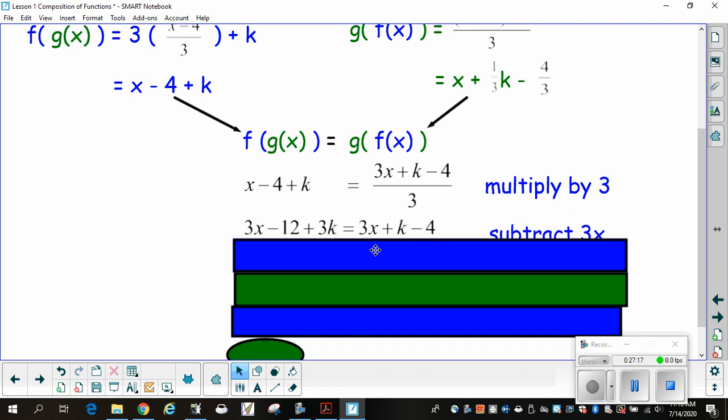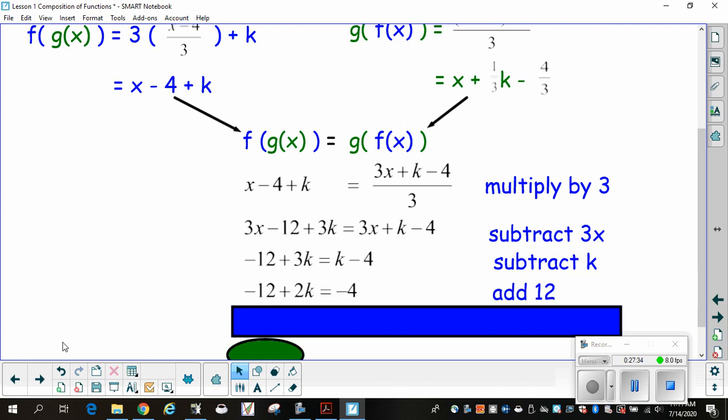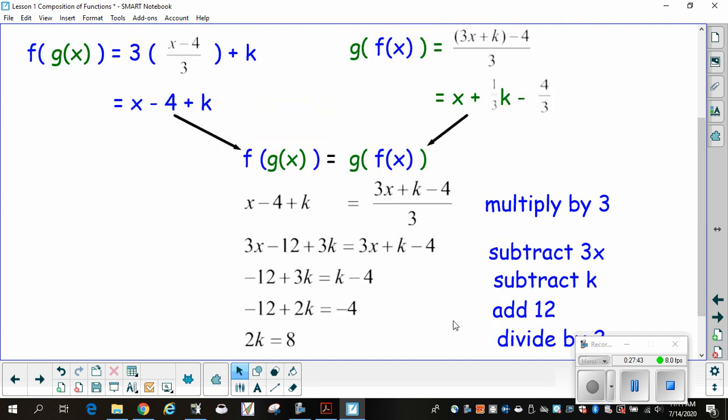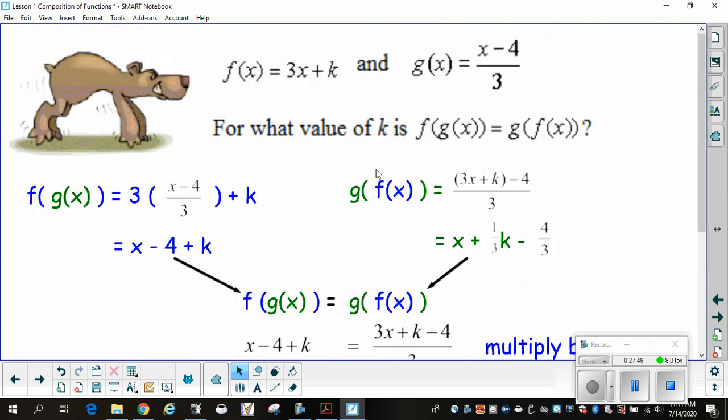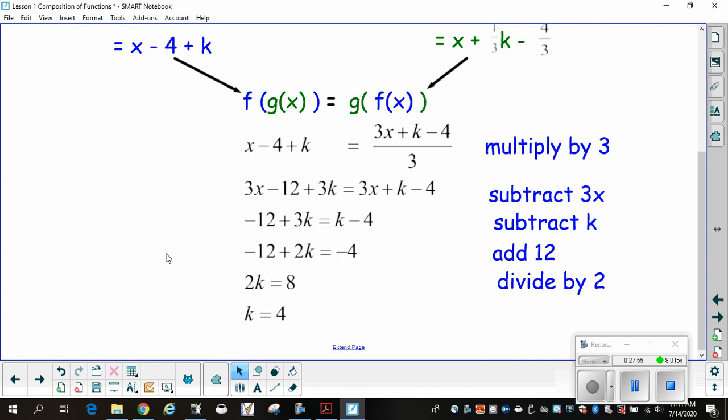I can subtract 3x from both sides, and lo and behold, the 3x's go away. Now I want to move all of my remaining variables, which is k, to one side. So in this case, I'm going to subtract k from both sides. Then I'm going to add 12 to both sides. Then I'll divide by 2. And it appears that if k is equal to 4, then f of g of x would be equal to g of f of x. Interesting. So there is a case where that would be true, but it's not always true. Commutative is not always true.